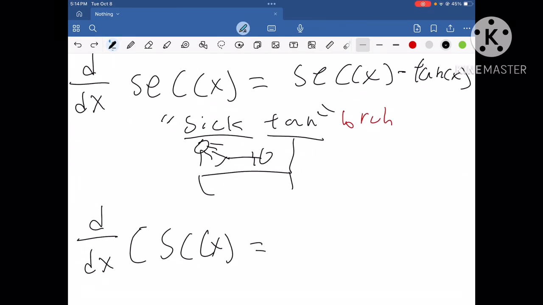Cosecant works the same way secant does, so it clones itself, just like secant did here, right? So I'll write cosecant, and I'll multiply the opposite of tangent. So instead of tangent, we will have cotangent.